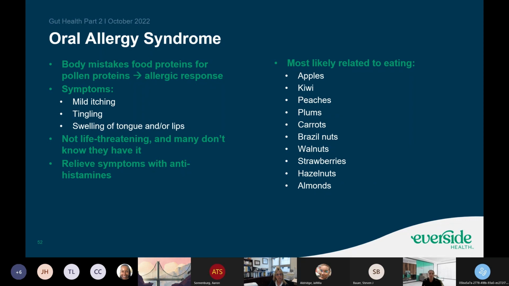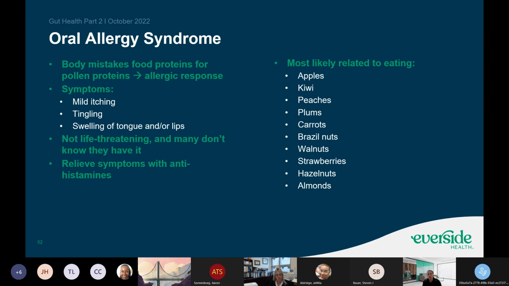So you can get mild itching, tingling, swelling of the tongue and or lips, but this is not life-threatening. And a lot of people don't even know they have it. Usually, if you are having symptoms, they can be relieved with antihistamines like Benadryl. Most likely related to apples, kiwi, peaches, plums, carrots, Brazil nuts, walnuts, strawberries, hazelnuts, almonds. These are the more likely ones to cause oral allergy syndrome if you're having issues with it.